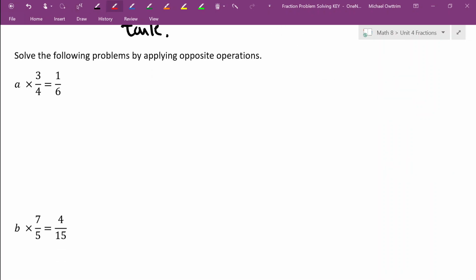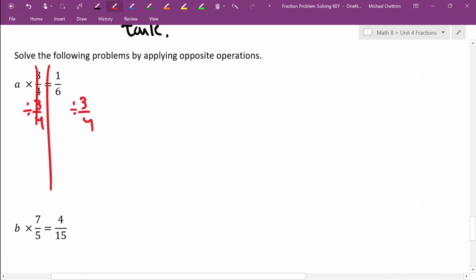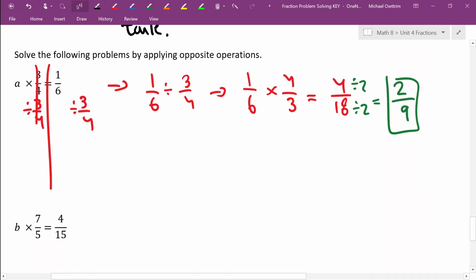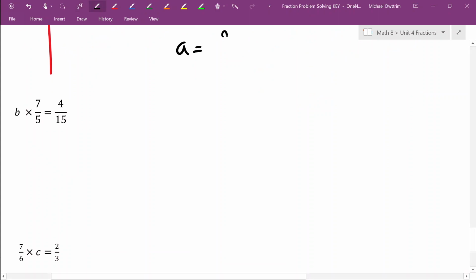To solve by applying opposite operations, just like any time, we want to remember that the opposite of multiplying is dividing, and what we do to one side of our equal sign, we need to do to the other. To undo multiplying by 3/4, we want to divide both sides by 3/4. That's going to cancel out on the left side. On the right side, we have the operation 1/6 divided by 3/4, and we're going to flip and multiply. So 1/6 times 4/3 gives us 4/18, which can simplify by dividing by 2 to give us 2/9. And so we can say A equals 2/9.